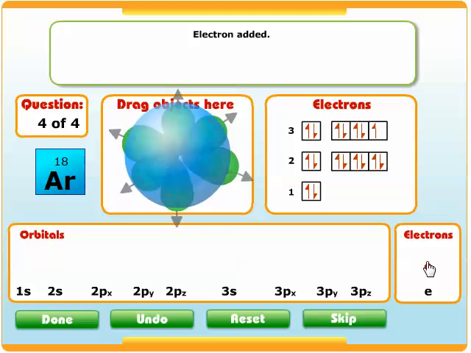Two and 3. So now we have a total of 2, 4, 6, 8, 10, 12, 14, 16, 18 electrons. For argon, we needed to get to 18 electrons, so we are perfect.